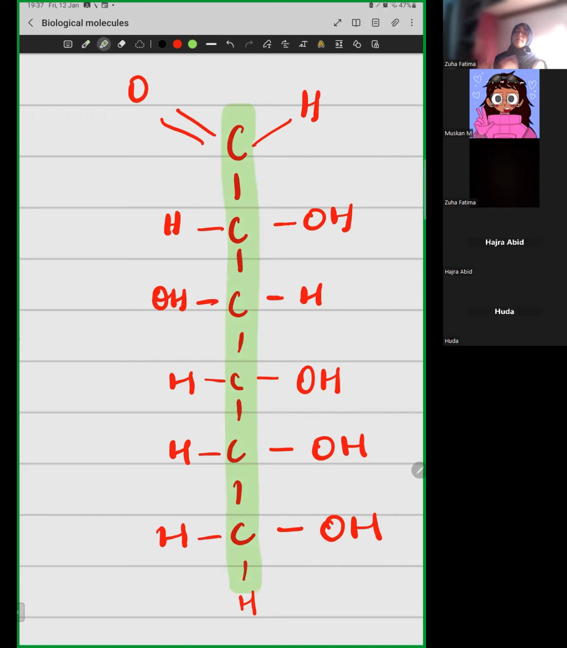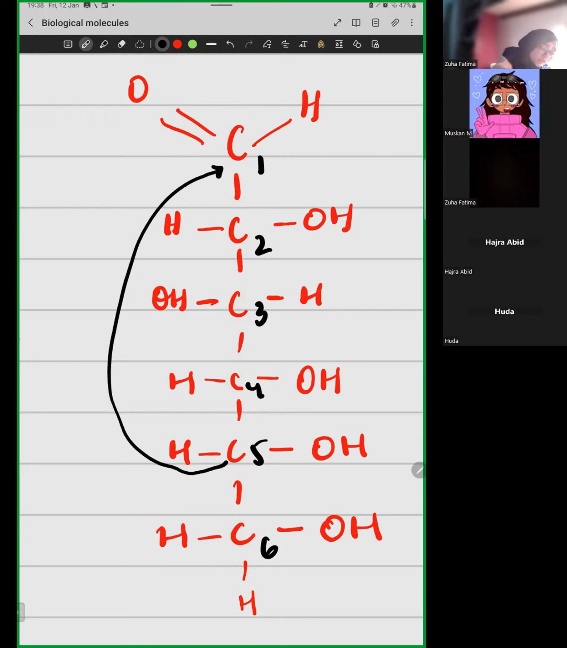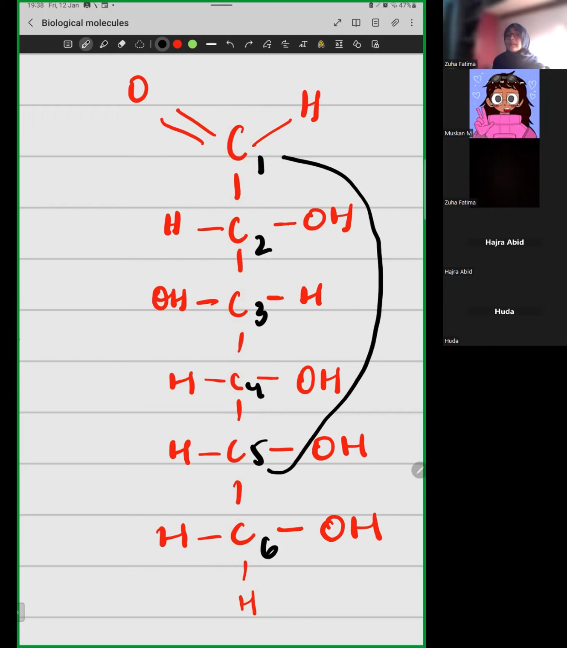Glucose अपनी straight chain form में stable नहीं होती है. It is not stabilized. So to stabilize itself, it has to organize or it has to form a certain orientation which would be stable for it. And what happens is that this fifth carbon, now if I number these carbons for you, this is carbon 1, 2, 3, 4, 5 and 6. ठीक है? Now, this fifth carbon would go and form a bond with this carbon.